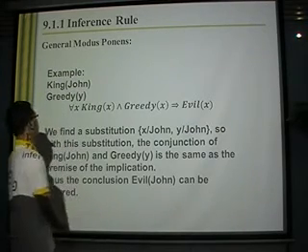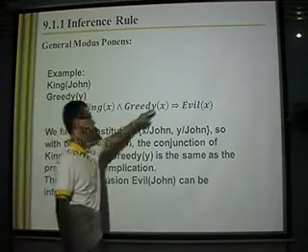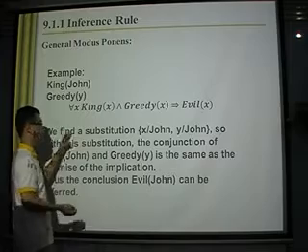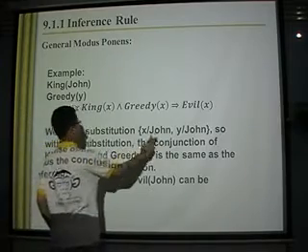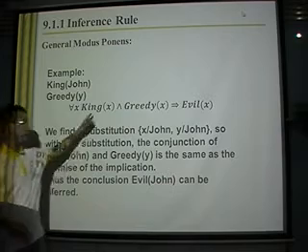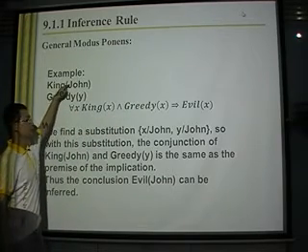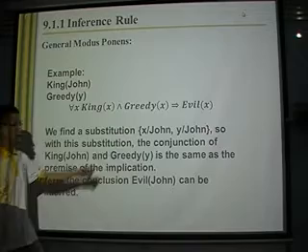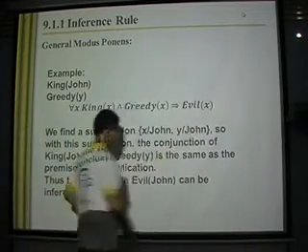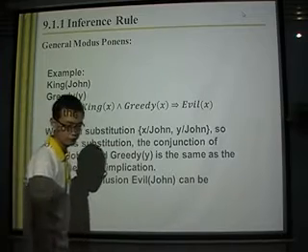For example, here are the two facts, and here is the implication. We can apply the substitution John to x and John to y, and we can make the premise of the implication identical to the conjunction of these two facts. Then we can apply the substitution to the conclusion of the implication, and we can get the query we want to get: John is evil.